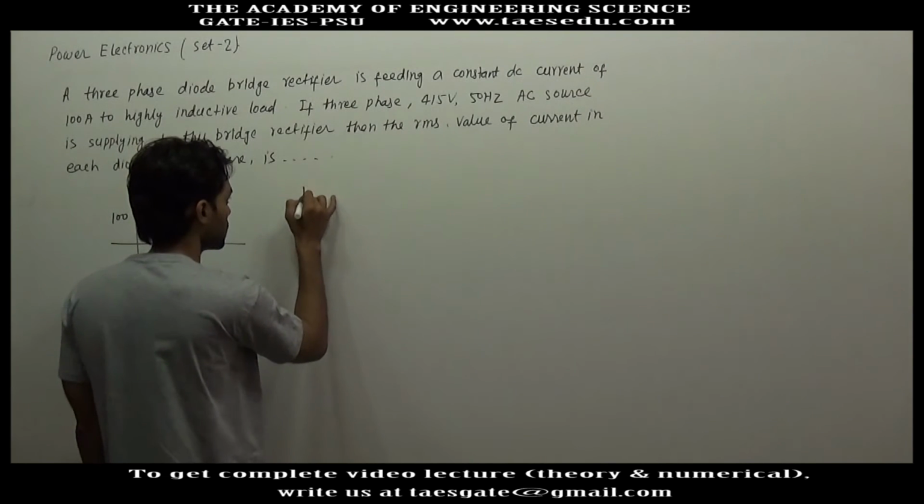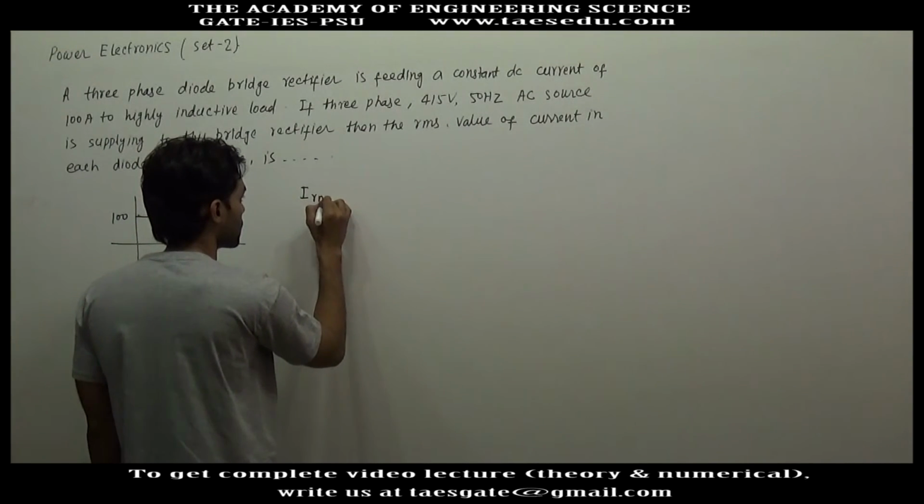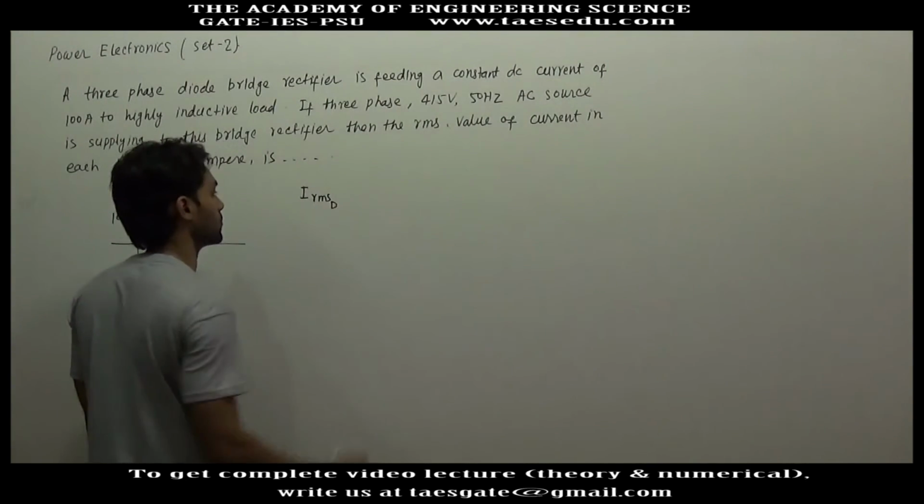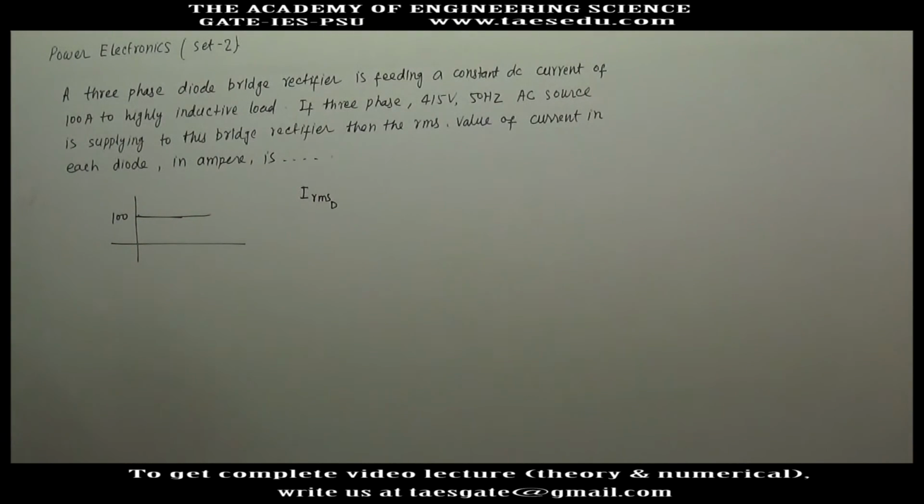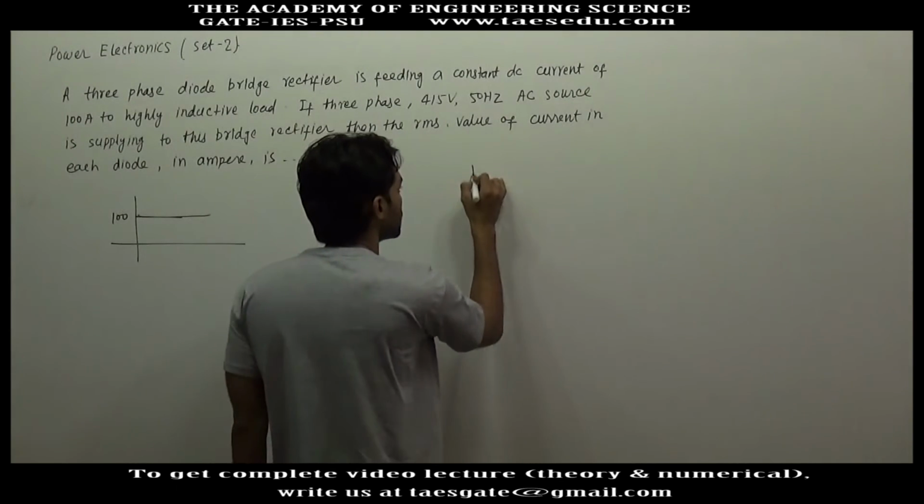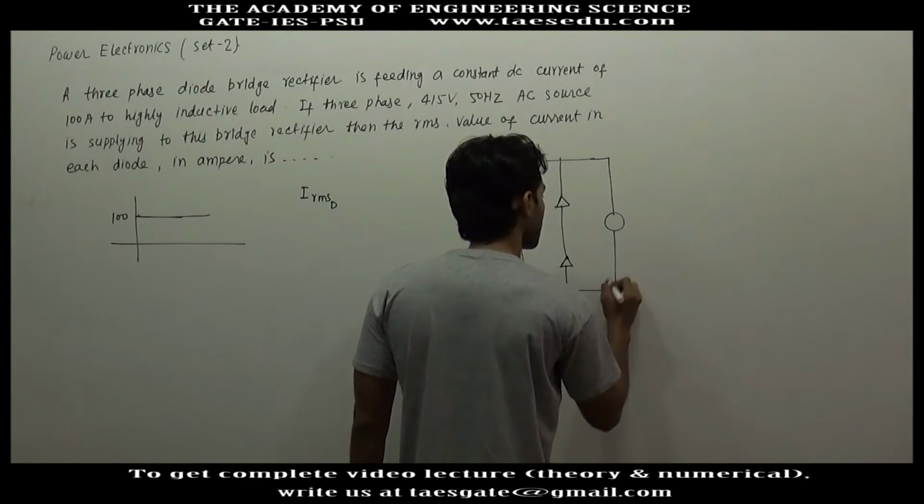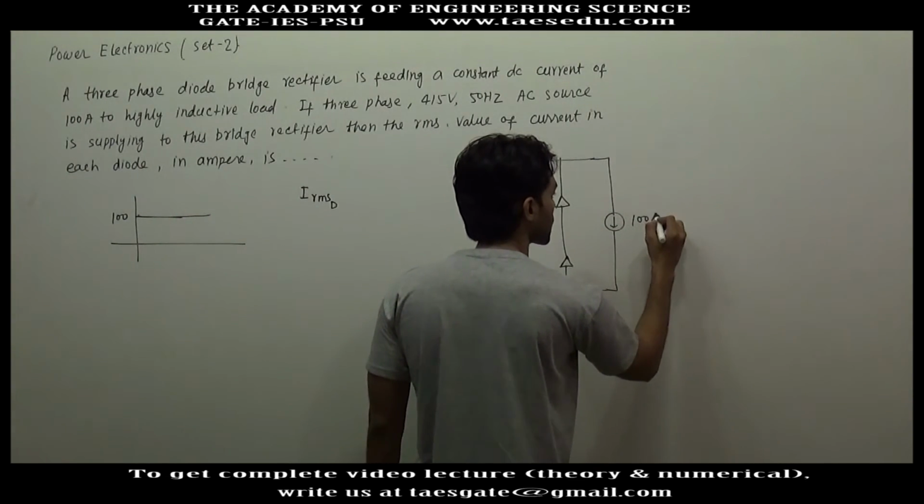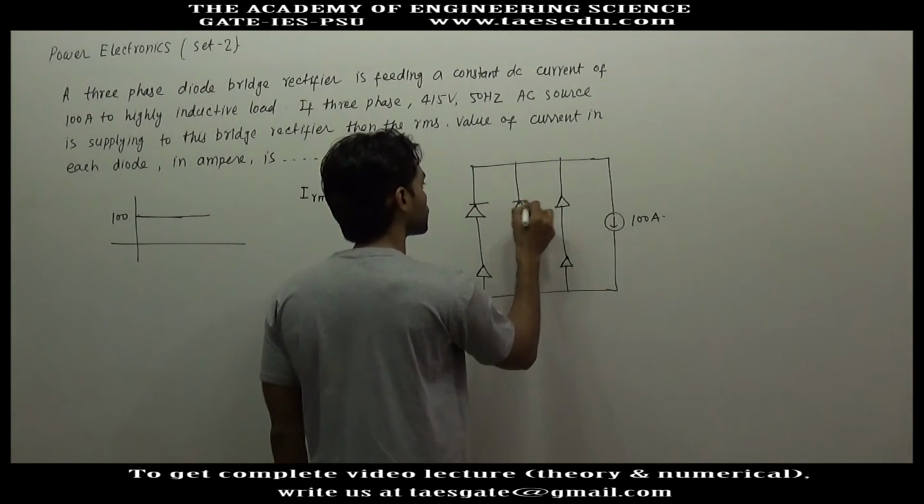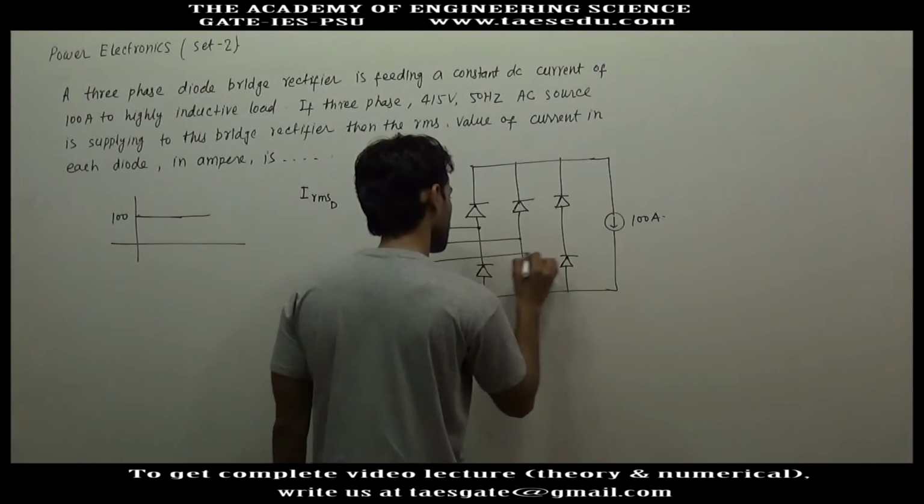We have to find out the RMS current through each diode. In the diode bridge rectifier, the load is taking a constant current of 100 ampere. This is the 3-phase supply.